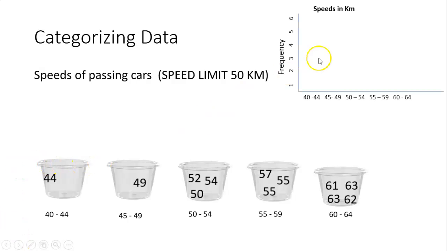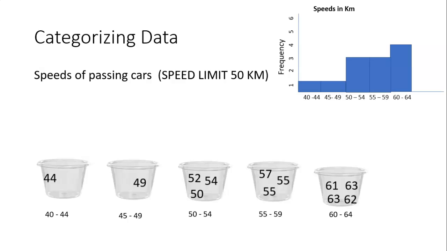So again, our frequency goes on the left, and our groups or our intervals go on the bottom along the X. So if we look at the 40 to 44, we only have one, so we want a bar that's 1 unit high. We also only have one of 45 to 49. In the 50 to 54, we have 3, so we want a bar that's 3 high. 55 to 59 is also 3 high. And then 60 to 64 is going to be 4, so we want one 4 high.